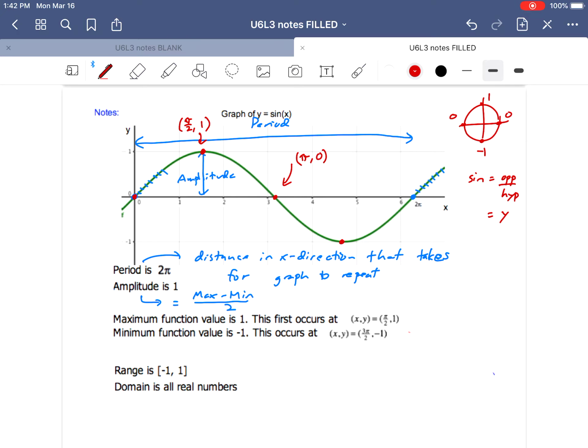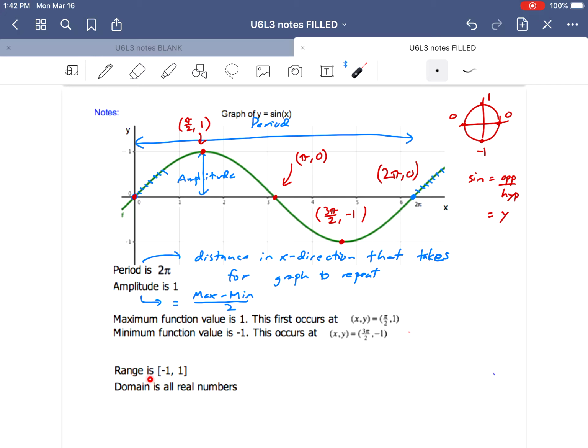So this point is 3 pi over 2, -1, and then we come back to 2 pi, 0. Why is that? Well, if I start at 0 and I rotate one full rotation around the circle, I'm at 2 pi, right? And now if I start rotating again, I'm just going to go through the same pattern as I had here. Okay?